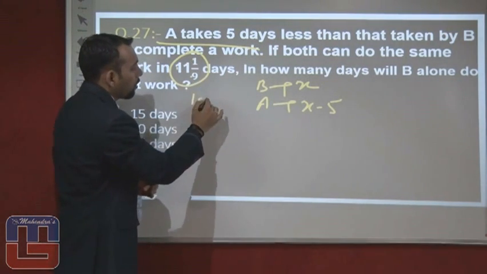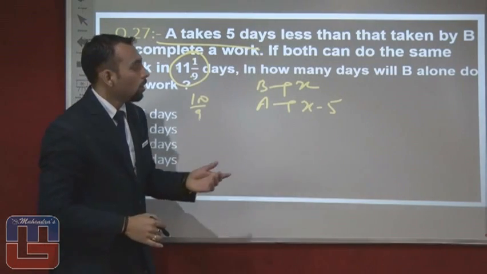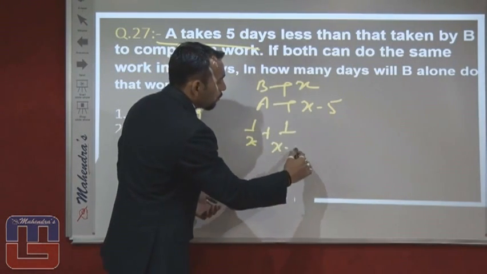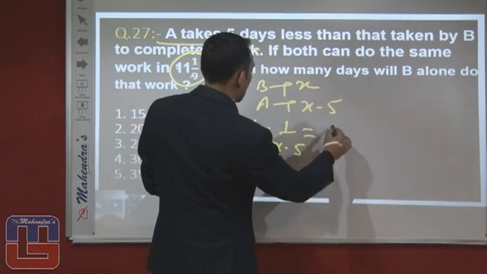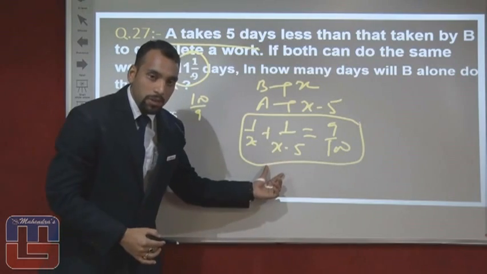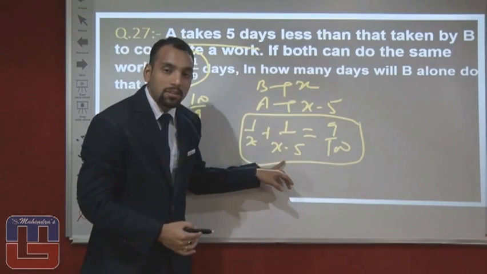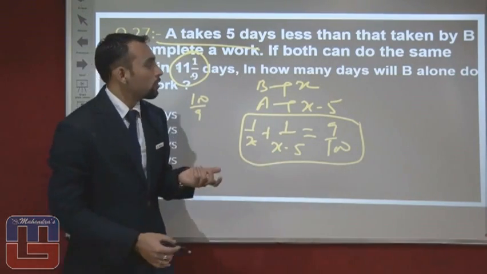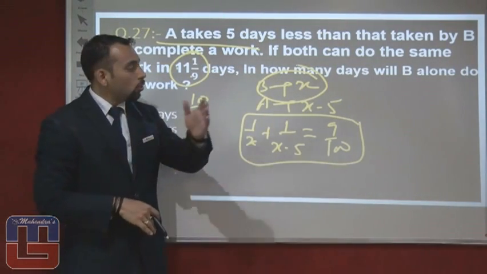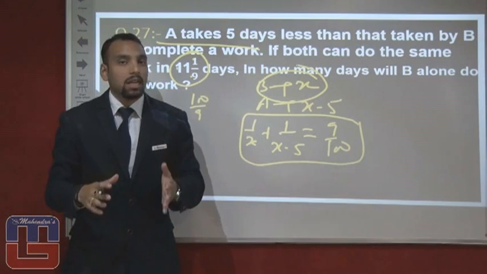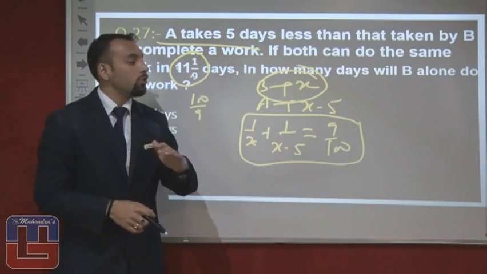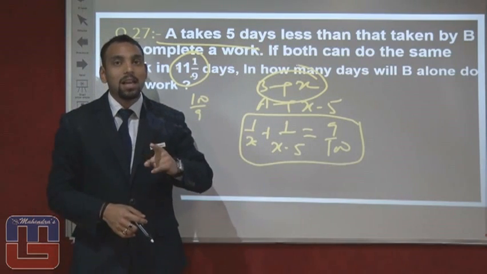Now both are doing the whole work in 11 and 1 by 9, which is equal to 100 by 9. So 1 day's work of B is 1 upon X, and 1 day's work of A is 1 upon X minus 5, which will be equal to 9 by 100. Now you will solve this equation and you will get the value of X. Whatever the value of X will be your answer. But if you go by this method, it will take our time.